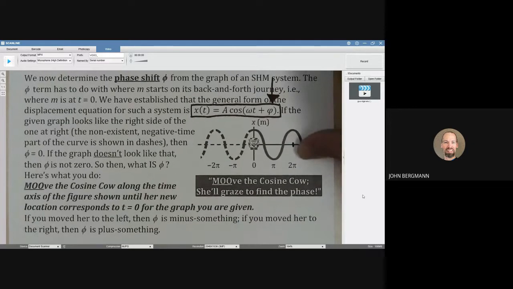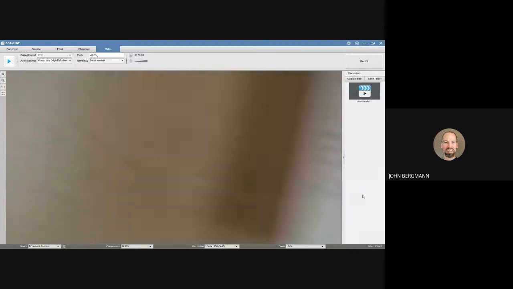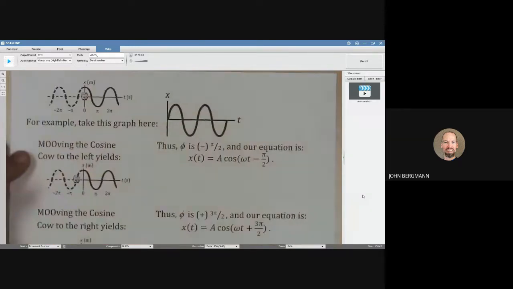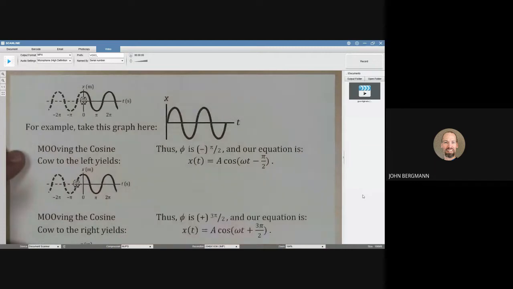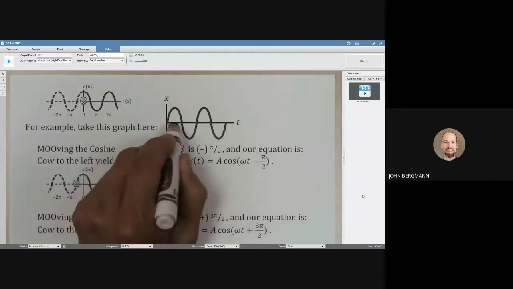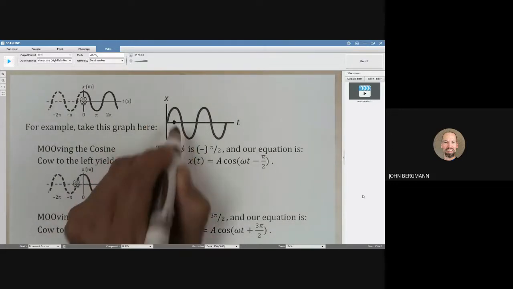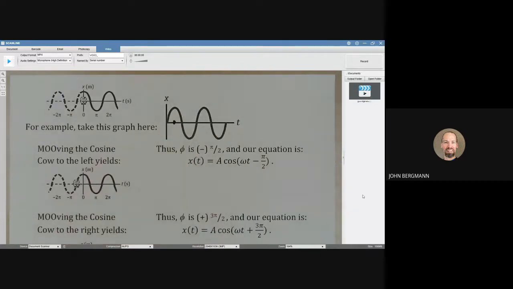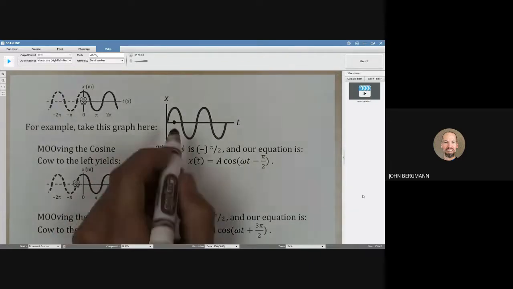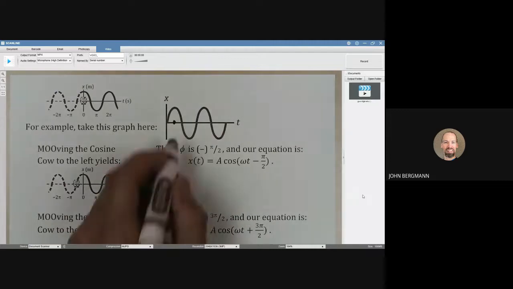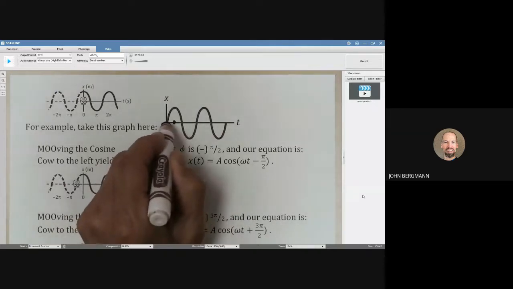Let's kind of show you how that works here. So let's take a look at this graph on the right here. And the cosine cow, we might give her a name, Bessie. She always starts, we want to mentally put her under the shelter right there. In other words, under that first maximum, that's where she starts. And then we need to either move her to the left or to the right so that she bumps into the actual starting point of the graph.